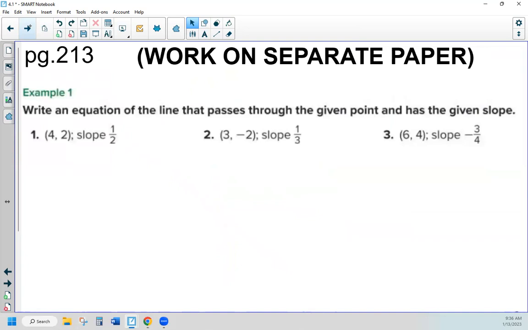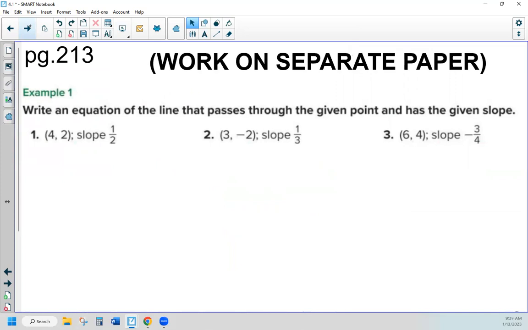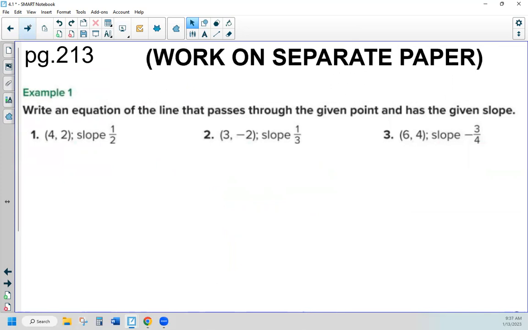All right. Look now at the page. Oh, it's not on the top right, it's on the top left. So we're now on page 213. Please work on a separate sheet of paper. The amount of work that we're going to do right now, for most of you, will not fit in the book. So write an equation of the line that passes through the given point, and they give you the slope for it.